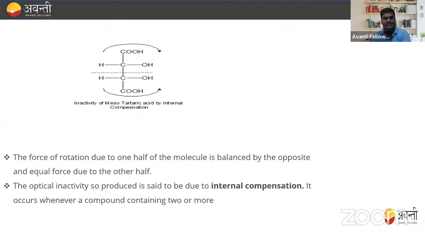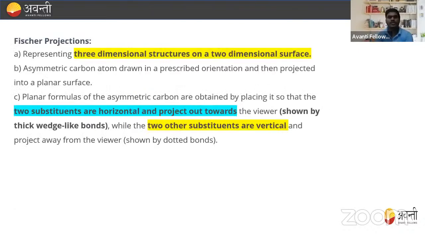Now, the inactivity of meso tartaric acid is due to internal compensation. The force of rotation due to one half of the molecule is balanced by the opposite and equal force due to the other half of the molecule. The optical inactivity so produced is said to be due to internal compensation, and it occurs whenever a compound contains two or more chiral centers.